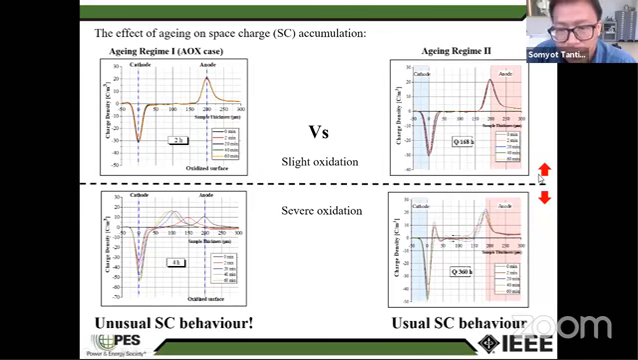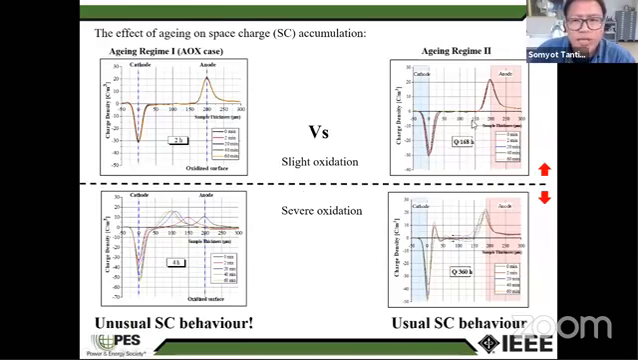But for the severe oxidation, in the figure in the right corner below, we call this the heterocharge. Heterocharge means you have a different type of charge against the electrode, both electrodes. Here we can see the positive charge against the cathode. This is the difference: if you have aging in two forms, they have different results.